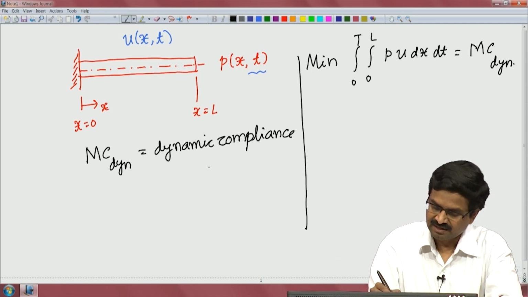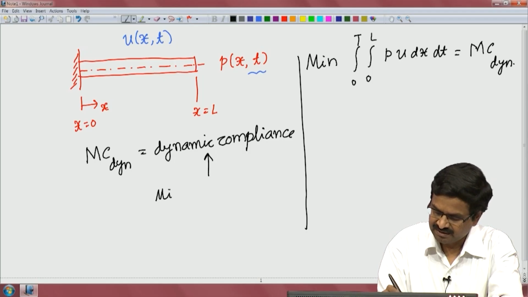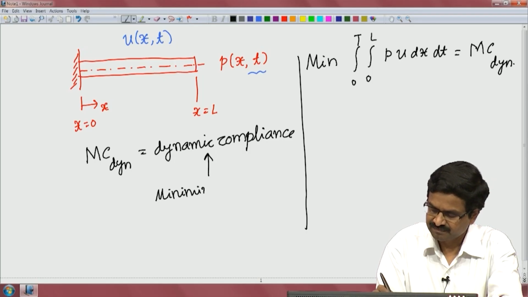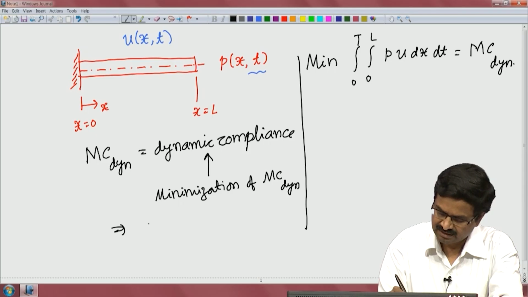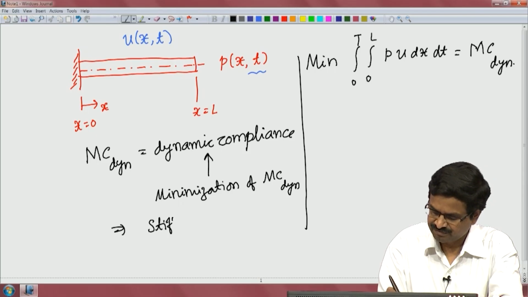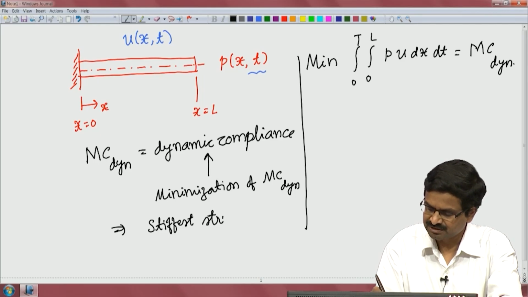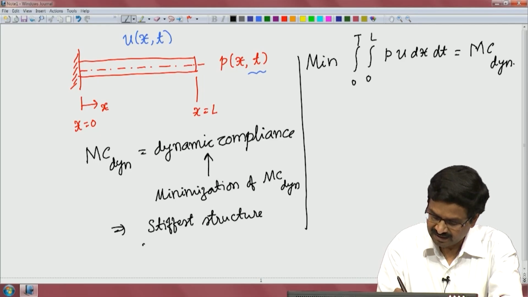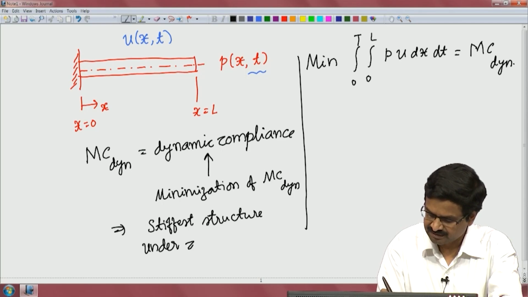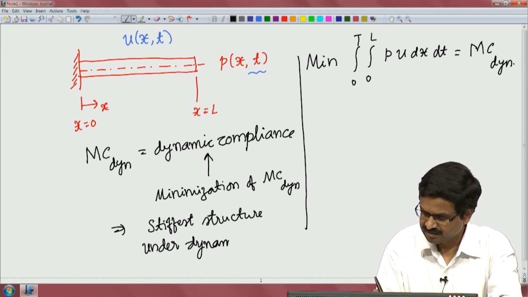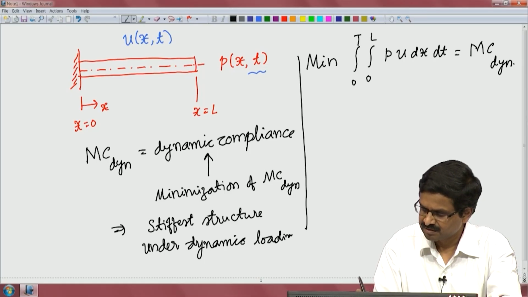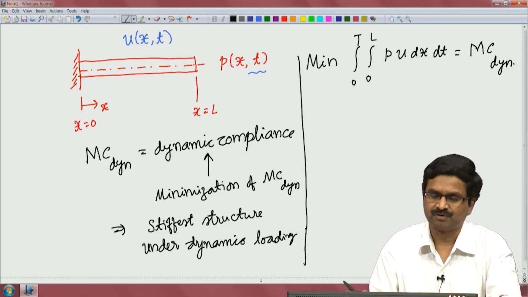If you minimize this dynamic compliance, minimization of M_C dyne implies the stiffest structure, because we are doing an optimum, stiffest structure under dynamic loading. That is what we will have.